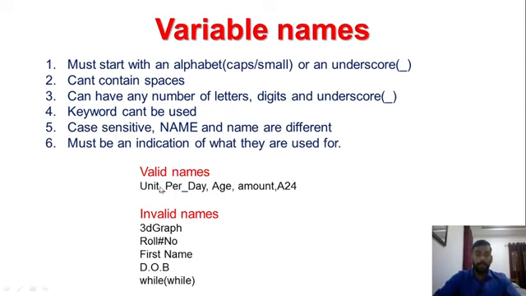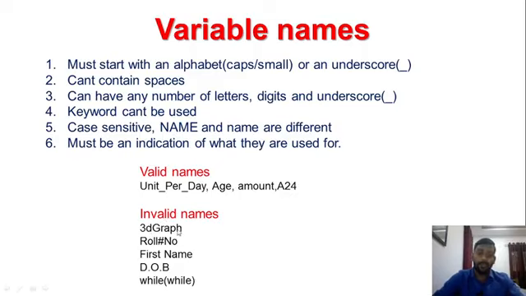Unit_per_day. These are three words connected using underscore. Then age, of course, is valid. Amount is valid. A24 is also valid, where 2 and 4 are digits. Now let's look at invalid names.